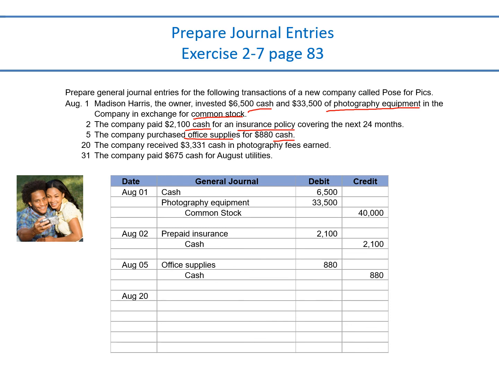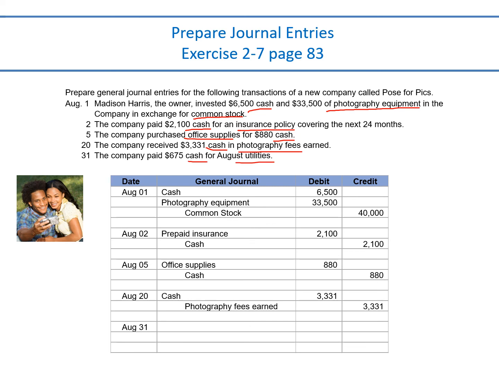On the 20th, the company received $3,331 cash in photography fees earned. So we got cash and we got photography fees, right? So photography, that's the business they're in, so that's their revenue. So in order to increase cash, cash is an asset, we debit, right? And then photography fees is a revenue account, and in order to increase revenue accounts, what do we do? Credit, right?